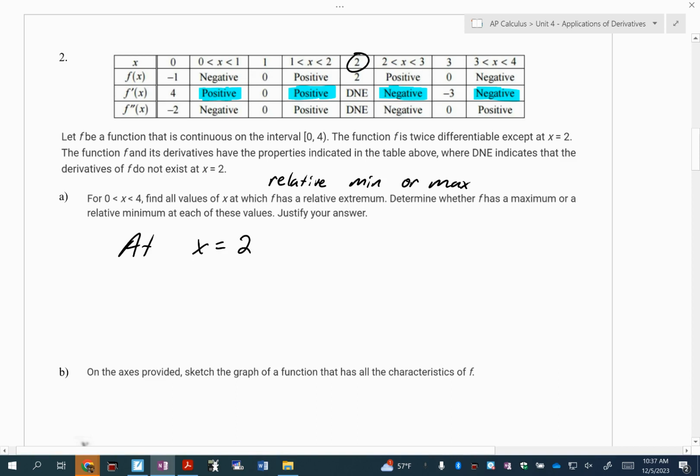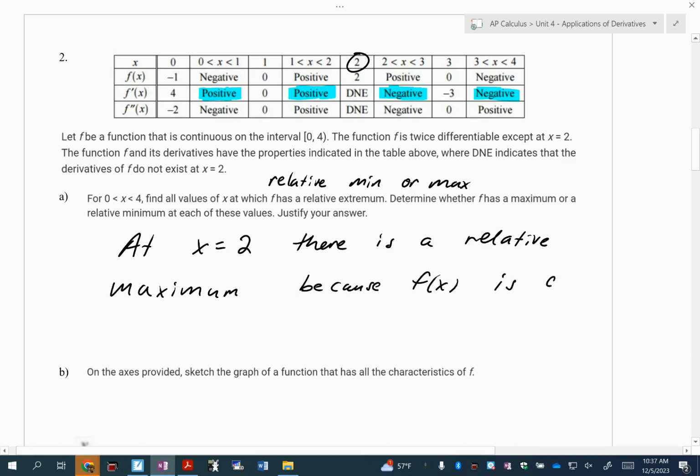And we're going from positive to negative, so you can imagine if you're in my class, or I'm using, I know you can't see me, but I'm thinking for positive, we're increasing with my hand to decreasing, right? So increasing and decreasing will be a relative max. There is a relative maximum because f of x is changing from increasing to decreasing. Or you could say the sign of the first derivative is changing from positive to negative. That would also work. All right, so that is how I'm justifying my answer for part A.